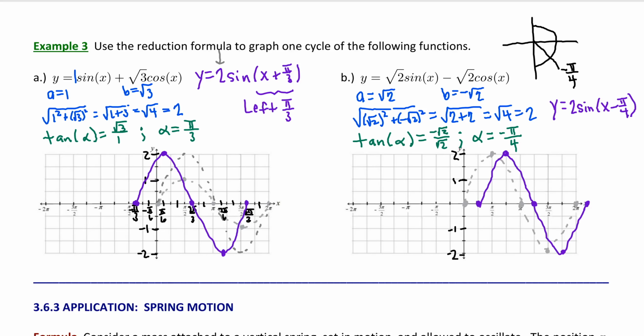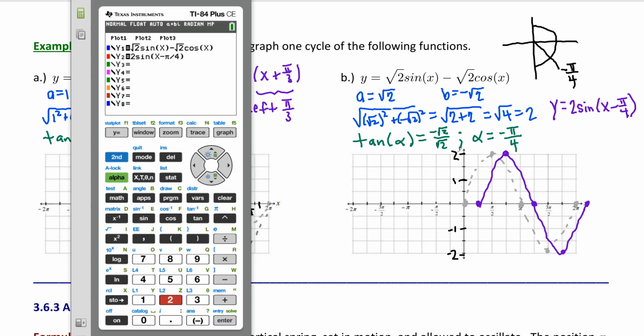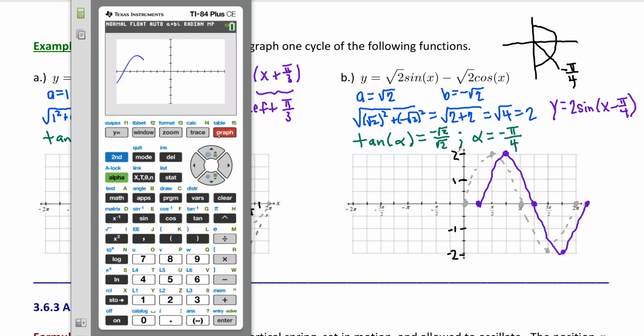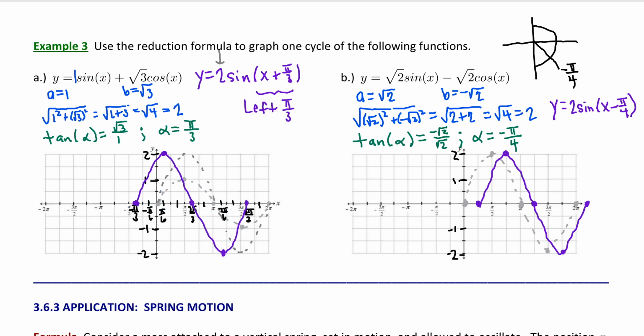Once again, these are very easy to check with your calculator. Make sure you're in radian mode first, then go to y equals, type in the original function, type in the reduced sine wave that we determined, and double check to make sure that both graphs are exactly the same curve, and they are. So this is called the reduction formula. Again, not necessary that you memorize it, but make sure that you know how to apply that formula.